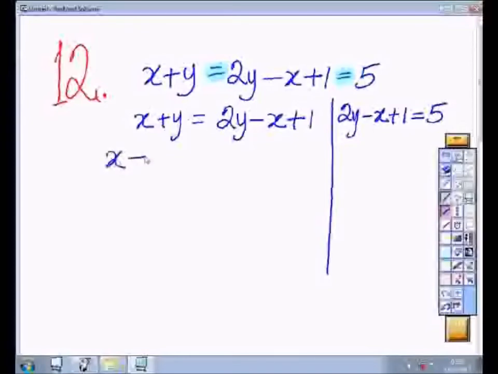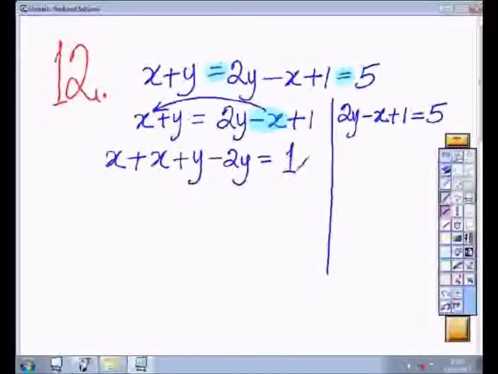x plus x, that is carrying the minus x here to the left. That gives us what we have just written, and we have plus y minus 2y, doing a similar thing to the 2y on the right hand side, is equal to the positive 1 that remains on the right hand side.